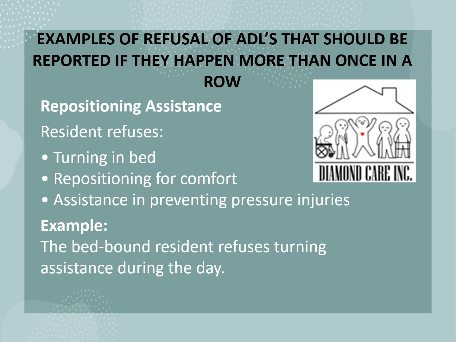If they're not on hospice and they're refusing to turn in bed every 2 hours or be repositioned in their chairs every 2 hours, we need to know if this is happening. Assistance in preventing pressure ulcers, so if they're refusing gel pads or whatever the case might be, okay? The bed-bound resident refuses turning assistance during the day. So this is a really big one, because at night we're probably doing it maybe every 3 hours versus every 2 hours. So if they are awake and it's wake time hours, we need to be repositioning them every 2 hours. And going from a bed to a chair counts as repositioning, okay?